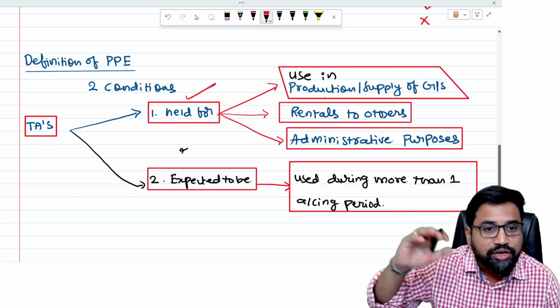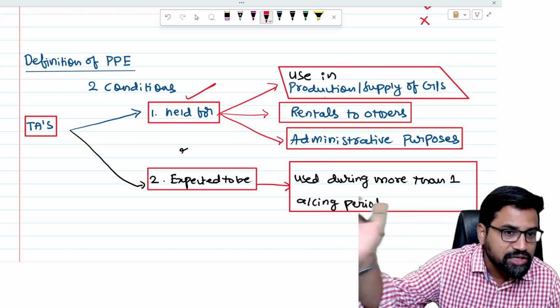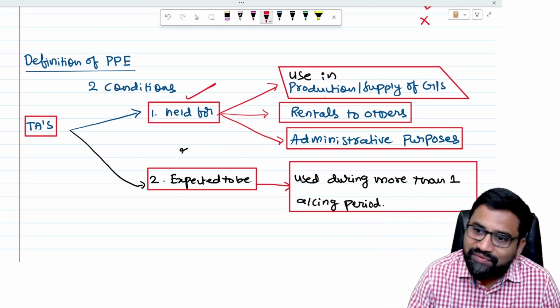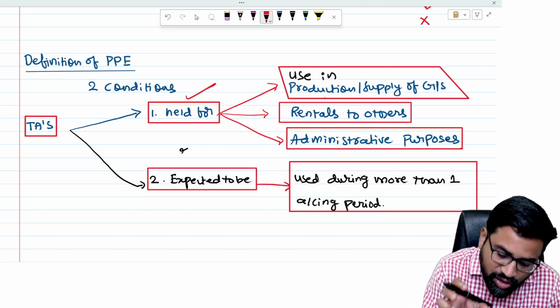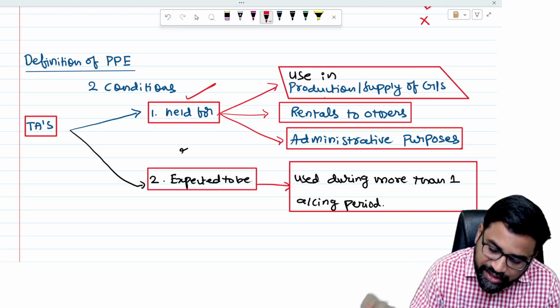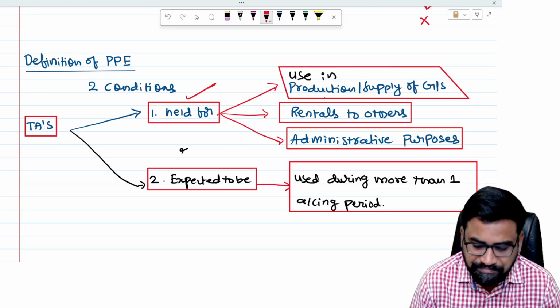They are held for any of these things. Sir, they are not going to be used in production or supply of goods. They are not going to be held for rental to others, or they are not going to be used for administrative purpose also. Then the first condition is failed. Sir, is there any kind of assets which the organization holds without using in production or supply of goods, without rental to others, without administrative purpose? What kind of assets may the organization have?